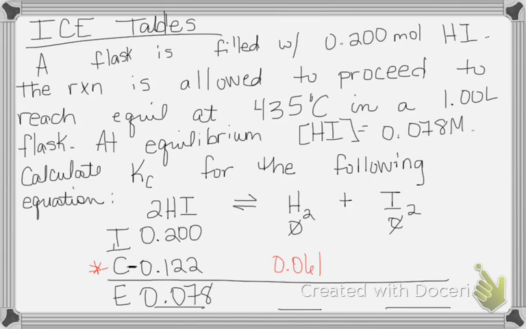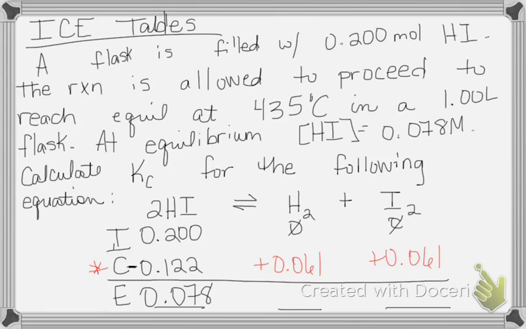No, this is not negative, because if I start with 0, can I use up any of 0? If I don't have any, can I use any of it? No. How did I get 0.061? I knew that two HIs will make one hydrogen. So if I'm using 0.122 HIs, then this would be 0.061. I used the coefficients. Does that mean I2 is 0.061? Exactly. Since hydrogen and iodine have the same coefficient, I now know that I2 is also 0.061.